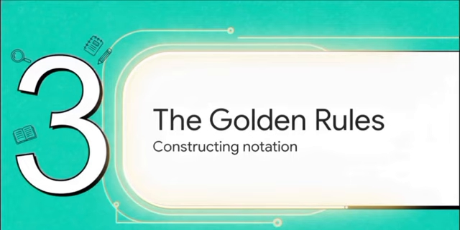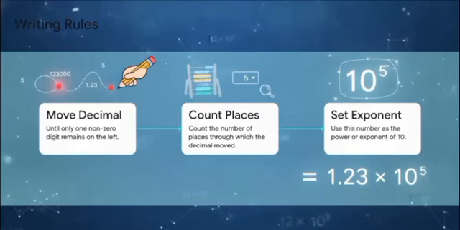Grab your notebooks, class, because we're going to walk through the exact step-by-step mechanics of constructing these numbers. Okay, here's the core 3-step algorithm you absolutely need to memorize. Think of this as your fail-proof checklist. Step 1. You take your messy number and you move the decimal point until only one non-zero digit remains on the left side. Step 2. You carefully count the number of places that decimal point just moved. And Step 3. You use that exact count as the power or exponent of 10. That's it. 1, 2, 3.